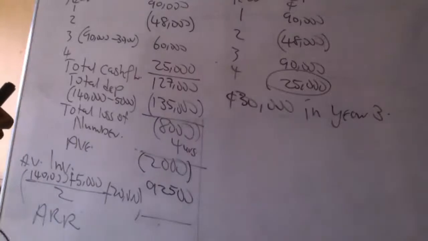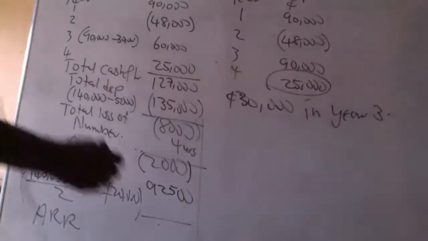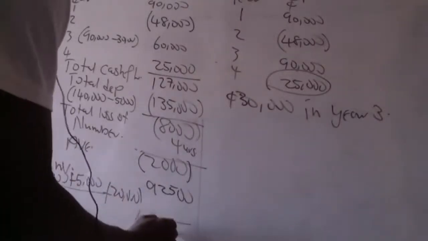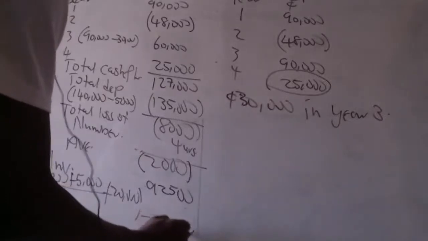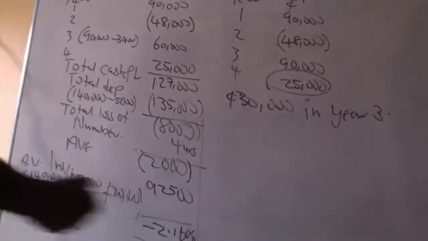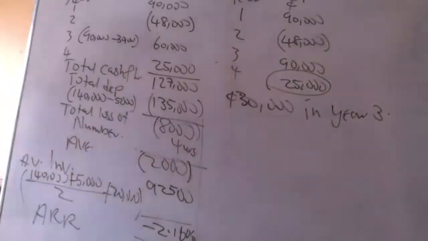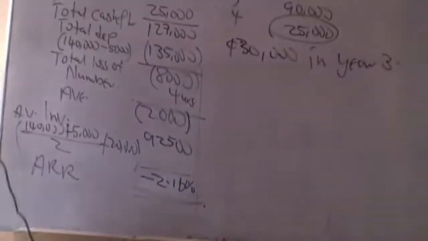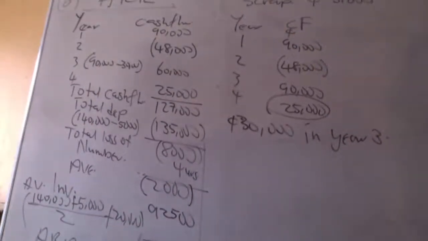That's 2.16%. But it's negative. They should even reject the project because the account rate of return is negative. Good. So basically, that was last week's assignments.